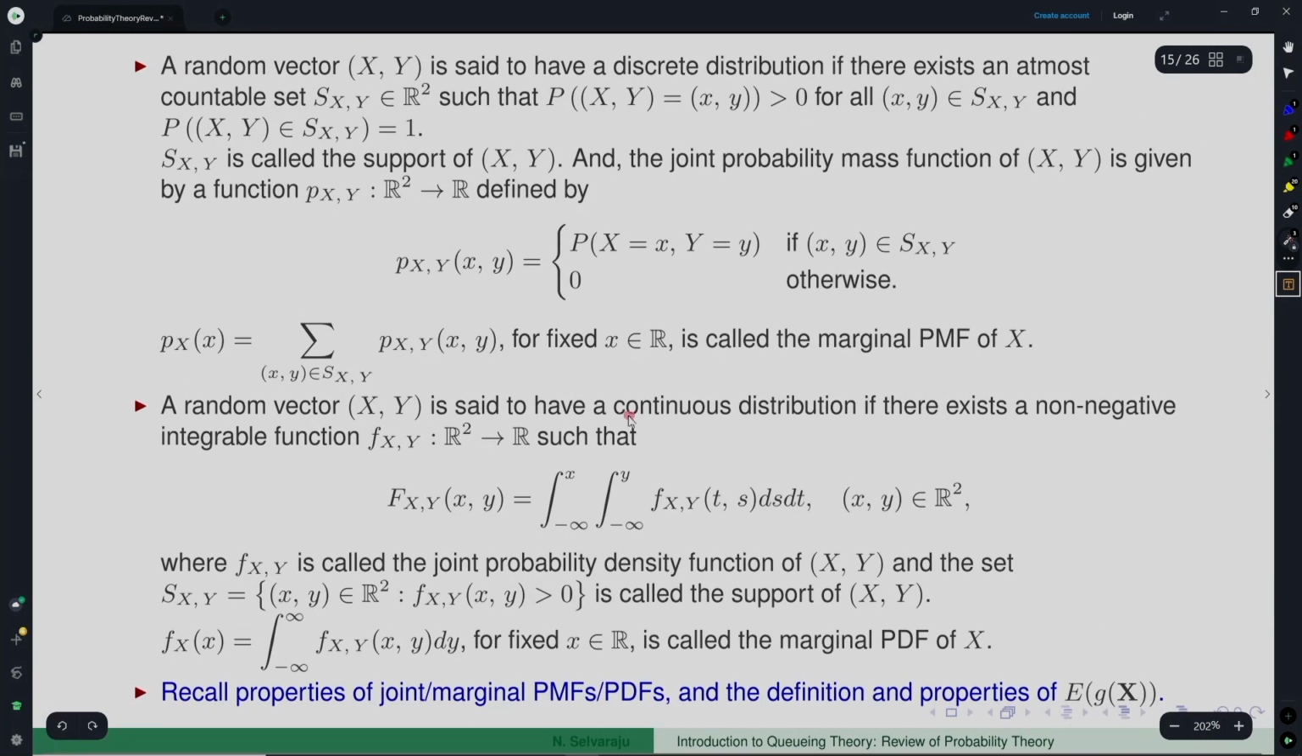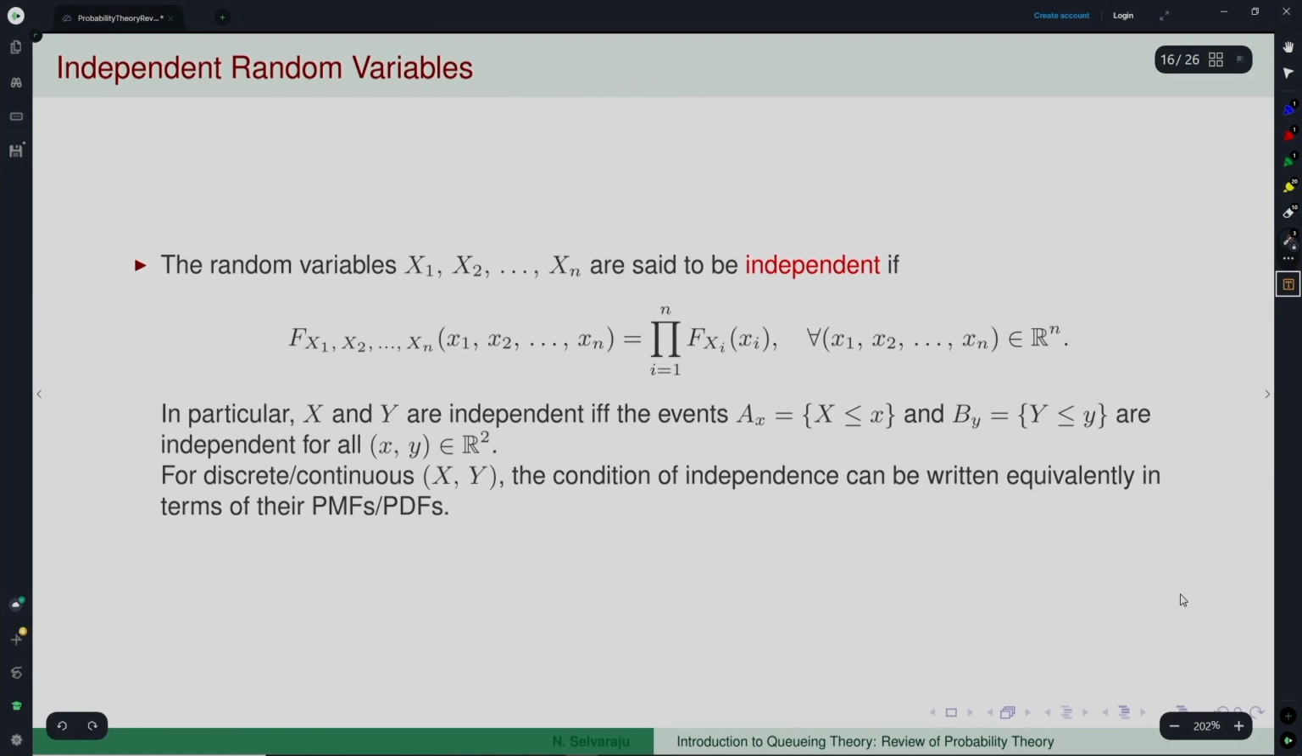Another case, as usual, is the continuous case, when you say that the random vector (X, Y) is of continuous type if there exists a function on R2 such that this relationship is satisfied. Then we call this f of X, Y the joint PDF of (X, Y). Again you can recall certain properties, and in a similar way, one can define the expectation of g of the random vector X.